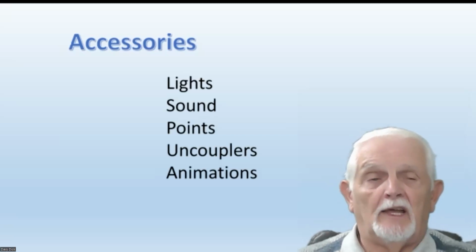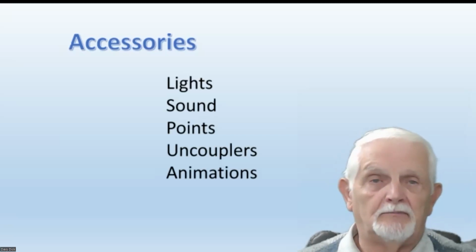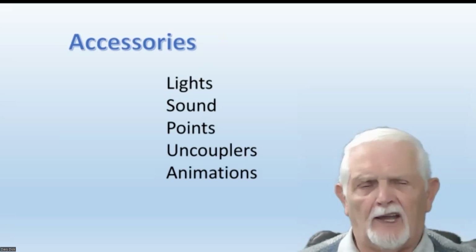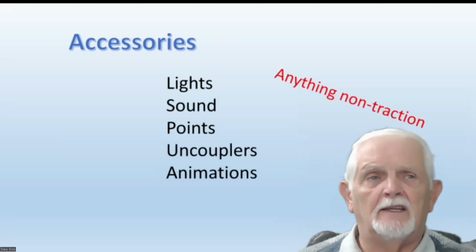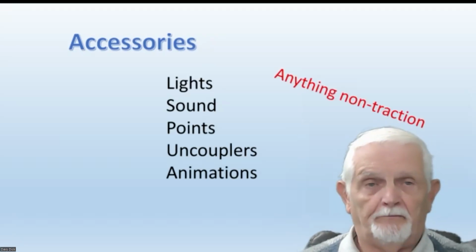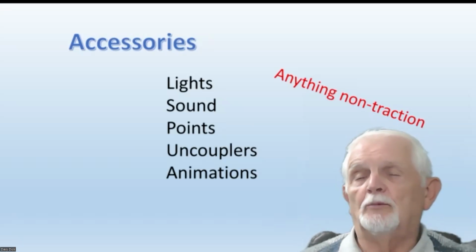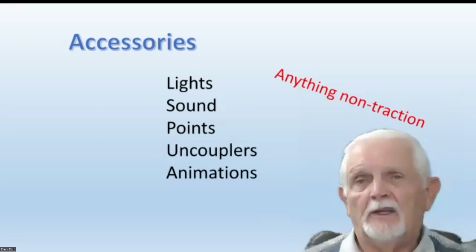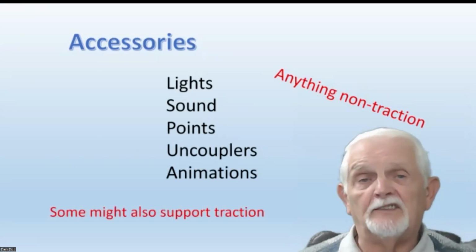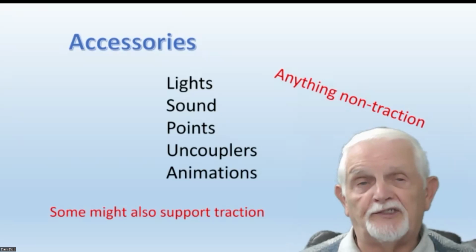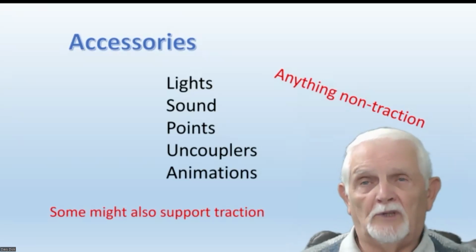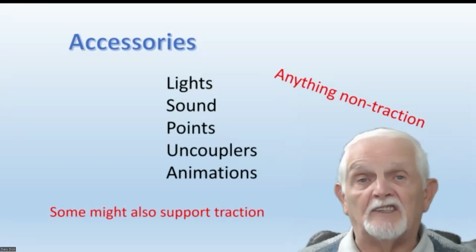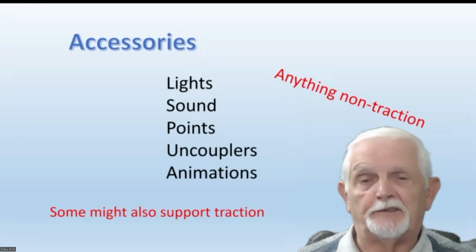The accessories are, as you see there, lights, sound, points, uncouplers, animations, all the kind of things, everything, in fact, that's not traction. Everything that's to do with the layout apart from the actual movement of locos. Having said that, some of the systems also support traction. But we're looking today at the control of accessories using a bus.